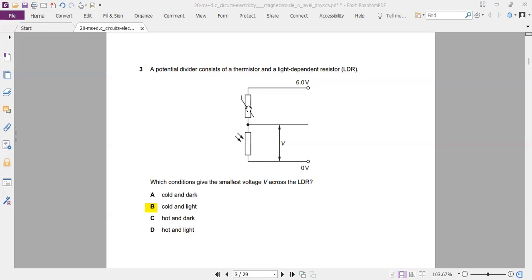Now we want the maximum potential across the thermistor, and the temperature increases, the resistance decreases. And when the temperature is less, the resistance will be maximum. Maximum resistance across a thermistor will give maximum voltage across it. So maximum voltage across thermistor will give minimum voltage across this. So that's why we need to have cold and light conditions to have minimum voltage across LDR.